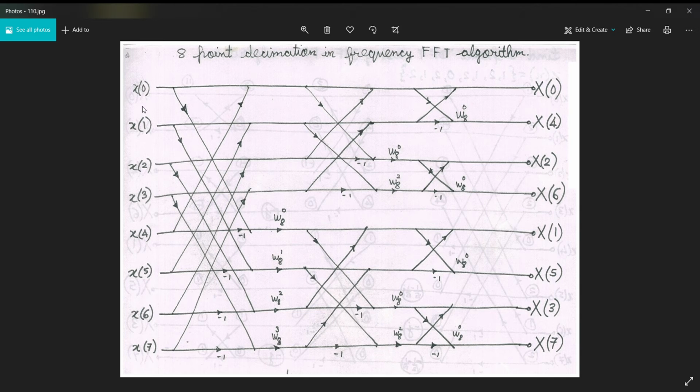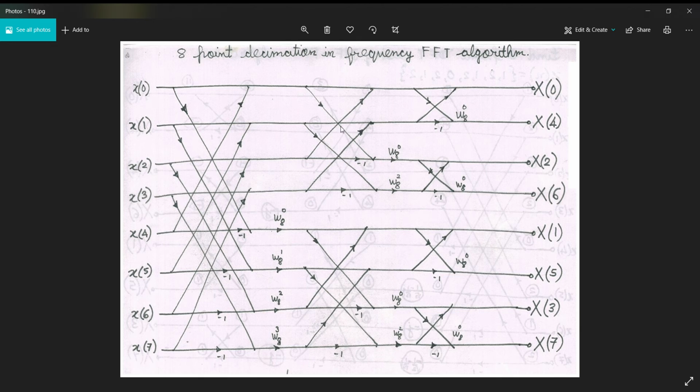Now let us talk about the input side once again. Let us come back to this DIF. In DIF we see that the input is arranged in a sequential order, while what we saw in DIT was that it was arranged in a bit reversed order. While here it is arranged in this order.